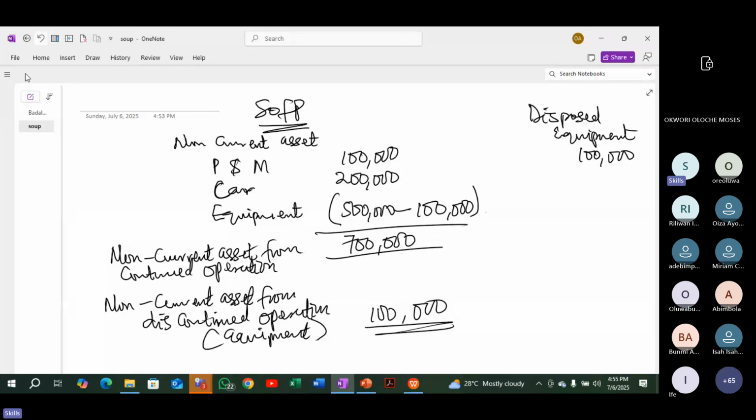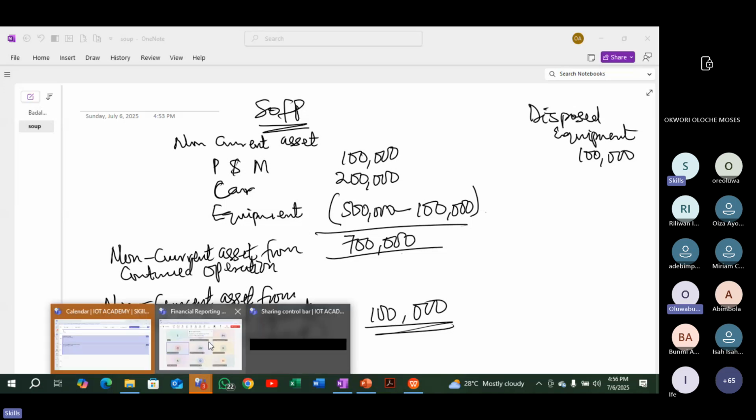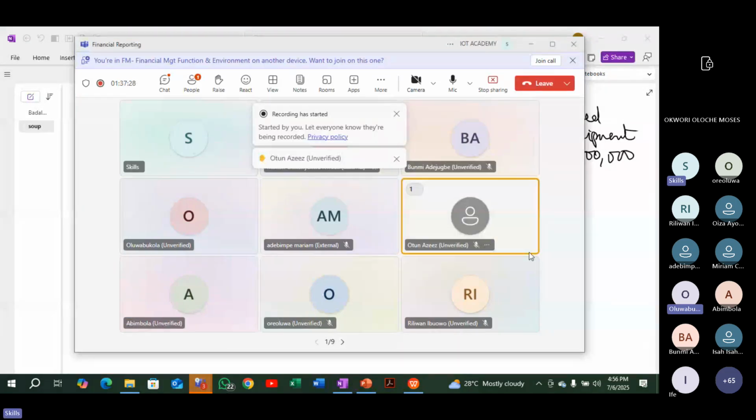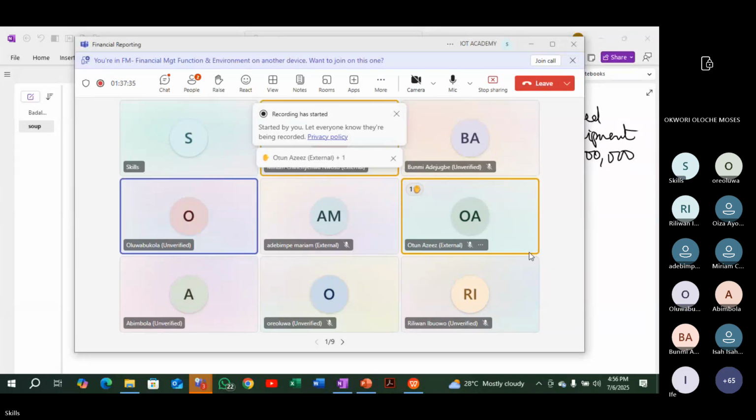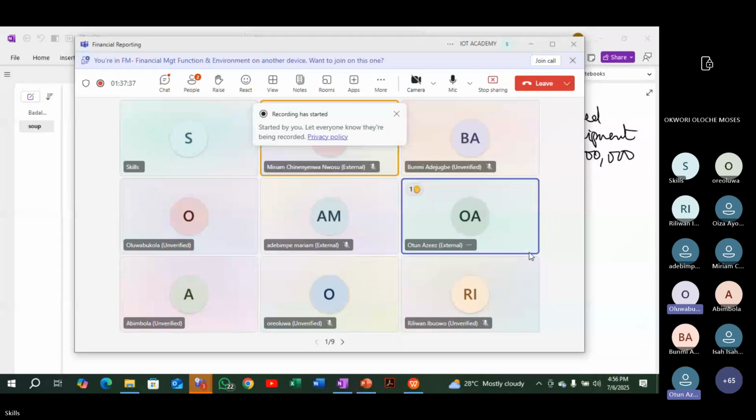So, any question? Please let me see. For those who have a question. Okay, Mr. Otun, go ahead. So, quick one. Let's assume that in the process of disposing of the asset, we made a gain. How do we go about the treatment? Are we going to treat it from net profit from discontinued operation or the other one?